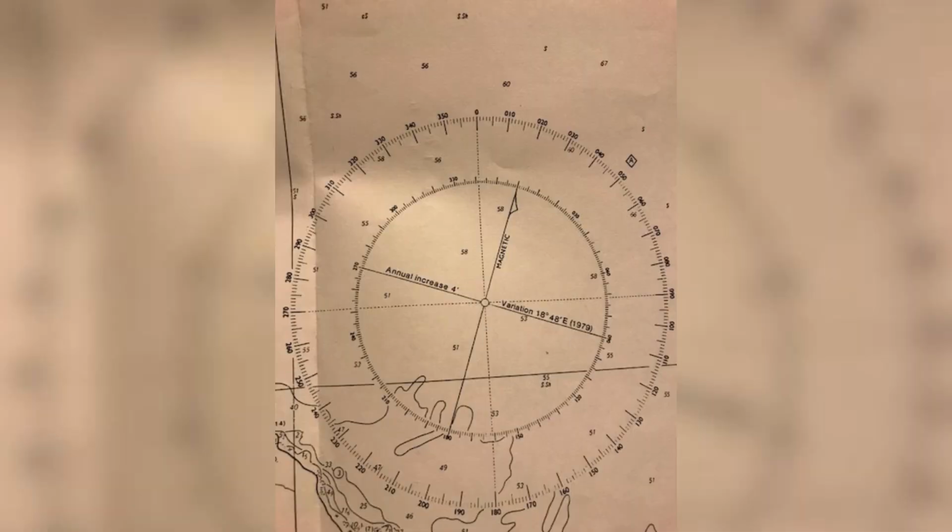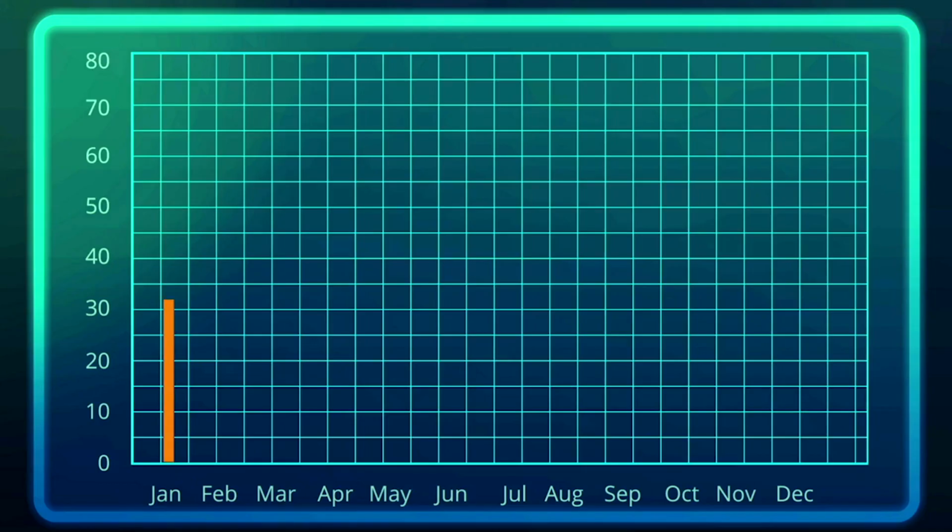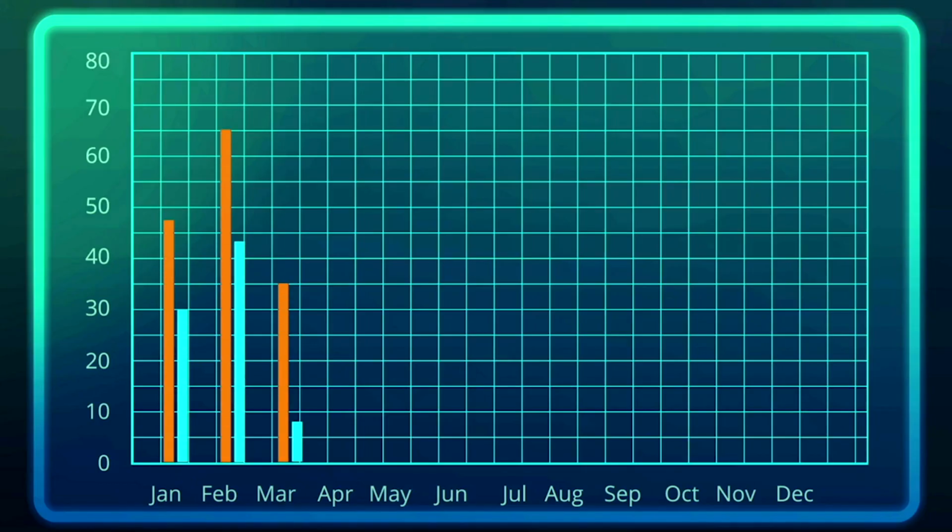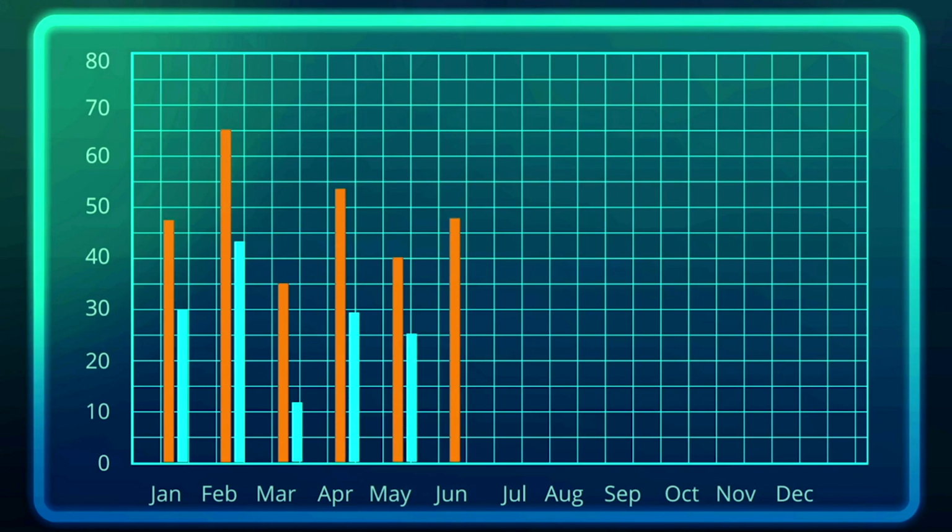So, you can see in the compass rose here that in 1979, the variation was 18 degrees 48 minutes east. You can also see that it increases by 4 minutes each year. So this is quite an old chart, so it's possible that the variation amounts have changed. But anyway, to work it out, you figure out how many years between 1979 and 2014, which is 35 years. 35 years x 4 minutes per year.